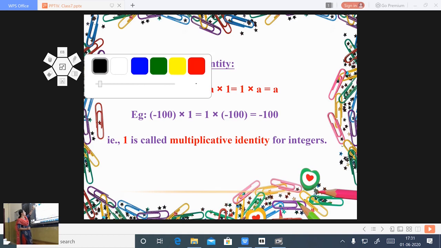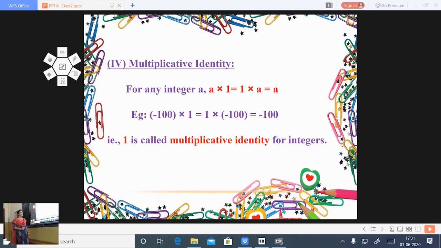Okay. Next property, multiplicative identity. Then which number should be multiplied by any integer to get the same integer? Obviously it is 1. Because for example 50 into 1 is equal to 50 itself. Then minus 100 into 1, that is also equal to minus 100. If you multiply 1 by any integer, you will get the same integer as the product. So 1 is called multiplicative identity for integers.